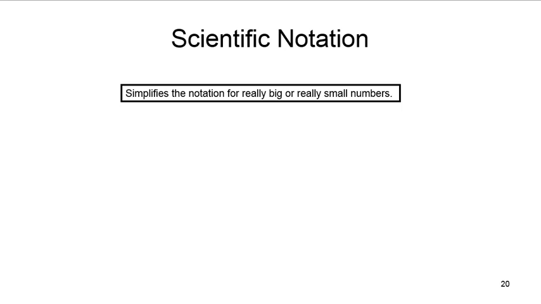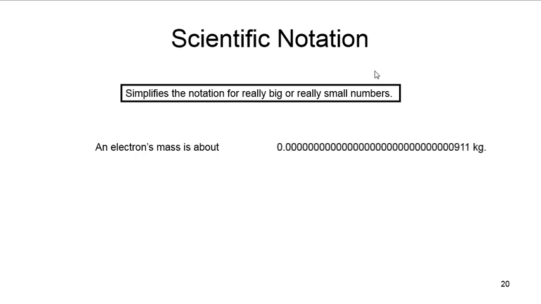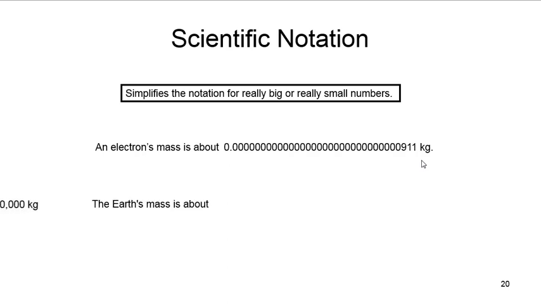In this class, we're going to be using scientific notation. It just simplifies writing out really big or really small numbers. For example, if we ever need to deal with the electron mass, this is how big it is in kilograms. Do you want to write all those zeros? I do not. So we're going to write it a different way.